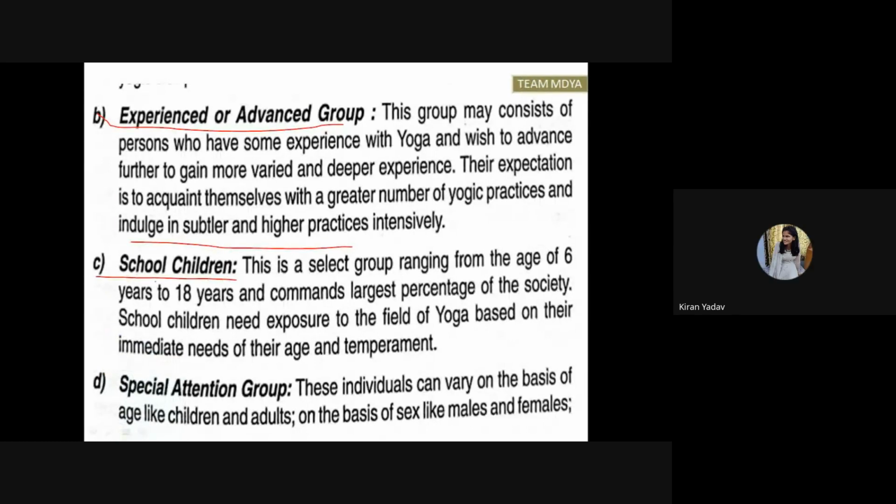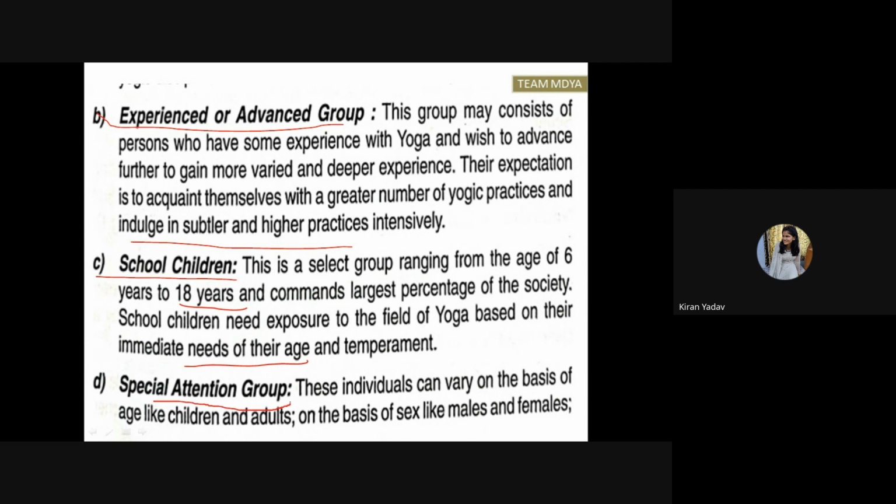So we were on school children. These are the age group ranging from 6 to 18 years, which commands the largest percentage of the society. School children need exposure to the field of yoga based on their immediate needs of their age and temperament. So what are their needs and requirements at that age? They need yoga based on that.